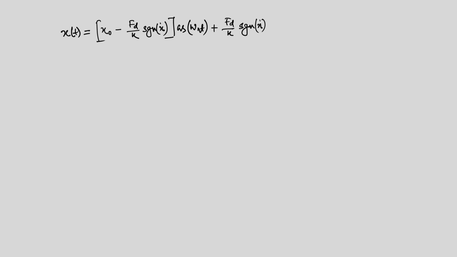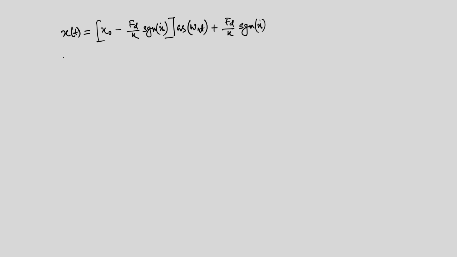So, we have our response x of t. In this case, it is x naught minus f d by k sigma n x naught cos omega n t plus f d by k. So, that is the solution for the given case.